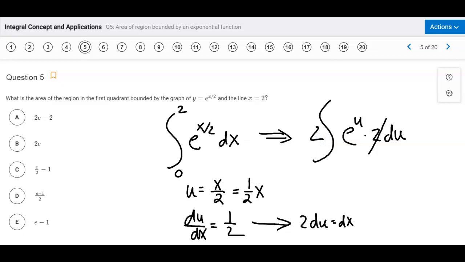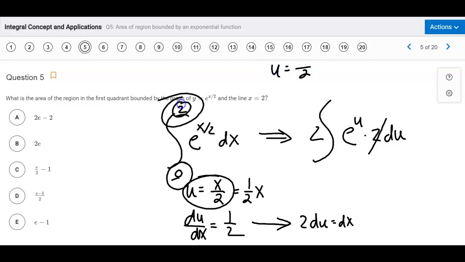Anytime you do u substitution with a definite integral, you also need to change the limits. Okay? And how do you do that? You plug those numbers into your equation for u. So u equals x over 2, and I'm going to plug 2 in. 2 over 2 is 1. And if you plug 0 in, 0 over 2 is 0. So my limits have changed.